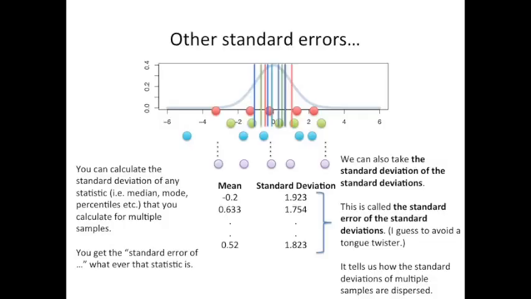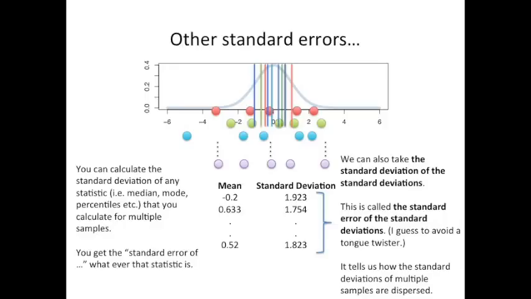You can calculate the standard deviation of any statistic, for example the median, the mode, percentiles, or anything that you can calculate for multiple samples. You just calculate the standard deviation, and then you have the standard error of that. So if we calculated many medians, we could calculate the standard deviation of those medians, and we'd have the standard error of those medians.